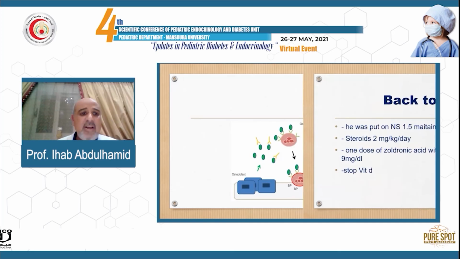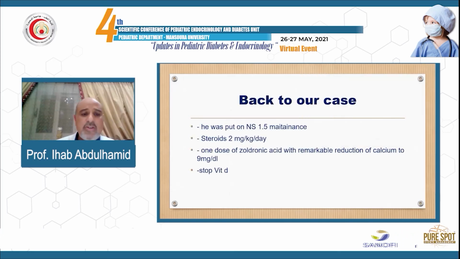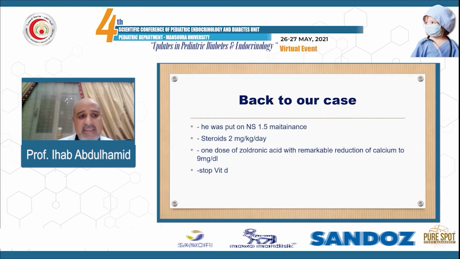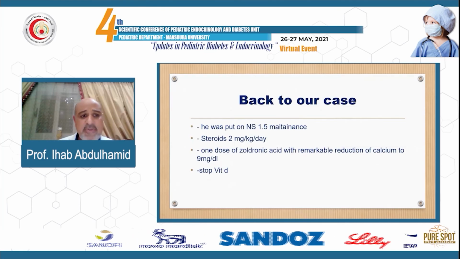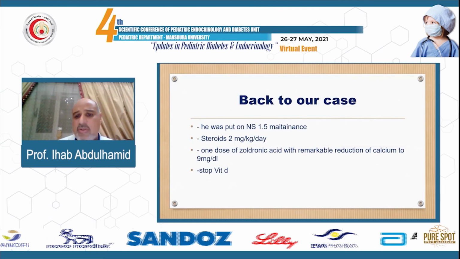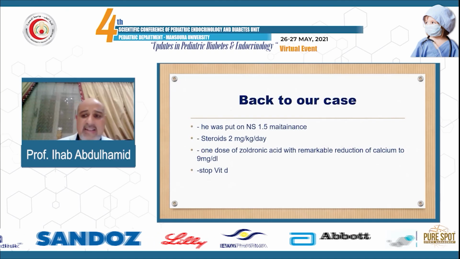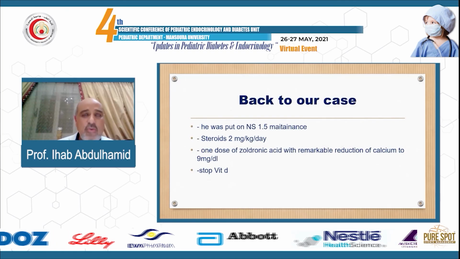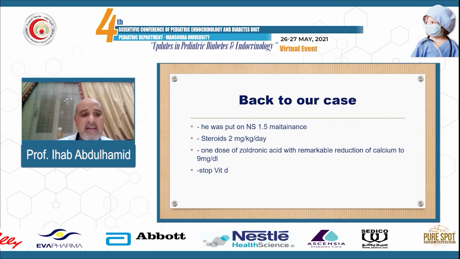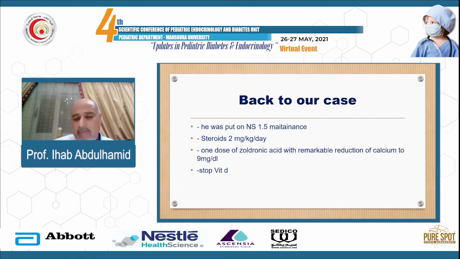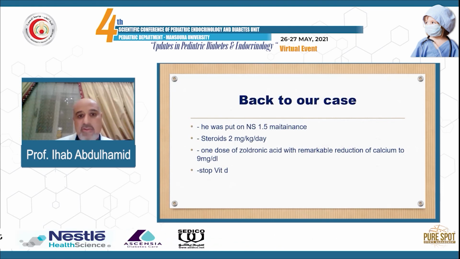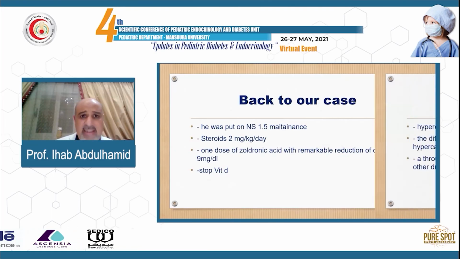Back to our case, we stop vitamin D, of course, and we stop calcium-containing medications, and we give normal saline 1.5 times maintenance. We give steroid 2 milligrams per kg per day, and 1 dose of zoledronic acid with remarkable reduction of calcium to 9 milligrams per dL, and also we give phosphate, 40 milligrams elemental phosphate per day.